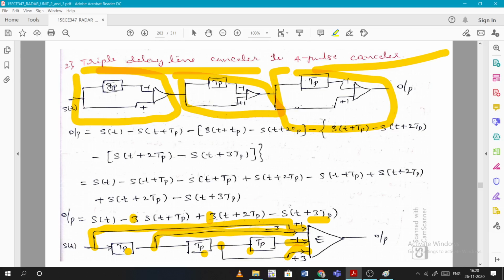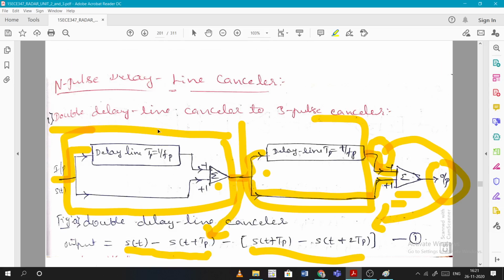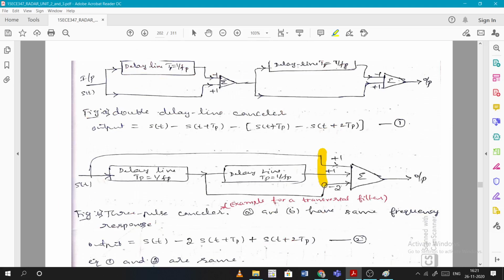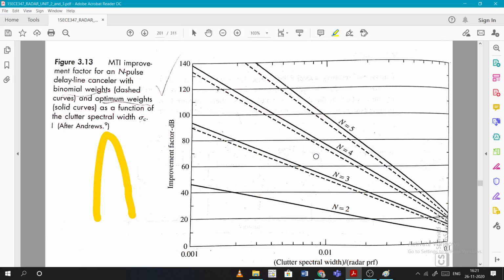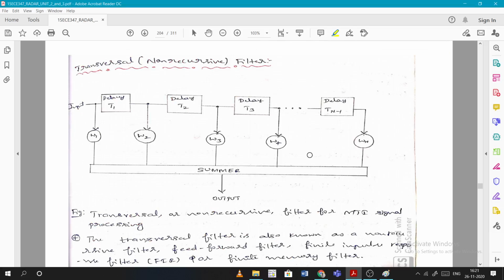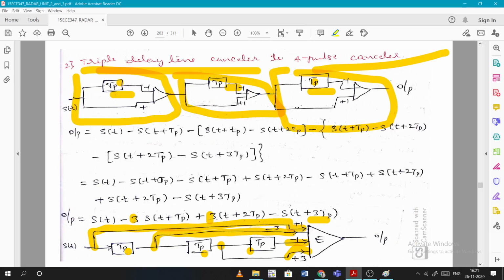Okay, 3 delay lines: 1 delay, 2 delay, 3 delay, these are delay lines. So it has 3 delay lines, and we are changing it to a 4 pulse canceller. Now here also there are 2 delay lines, this one and this one, and we are changing to a 3 pulse canceller. That's it. Basically, the same model can be written like this also, as a transversal or non-recursive filter. Basically we are generalizing this in this way.